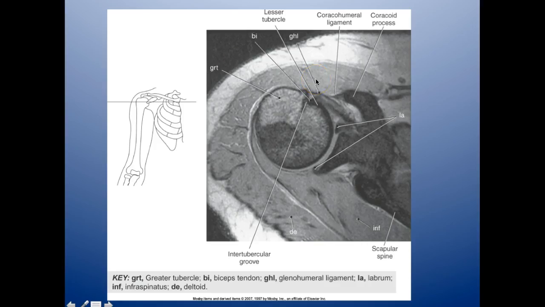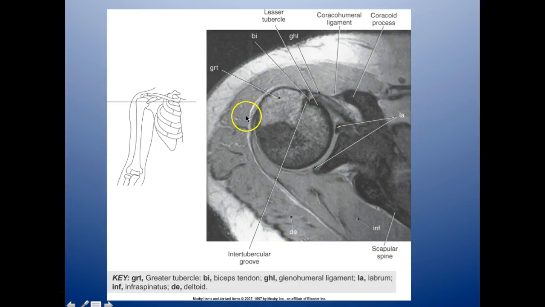This is a proton density axial, so MRI axial PD. We look here, we have the lesser tubercle. Here we have the, what are they calling this? Glenohumeral ligament. Yep. And that one you can see here, the coracohumeral ligament, the coracoid, and this is your labrum right here. So you hear about people with labral tears. There's little tears there. We have the scapular spine, and this is your infraspinatus muscle, and this is your deltoid.